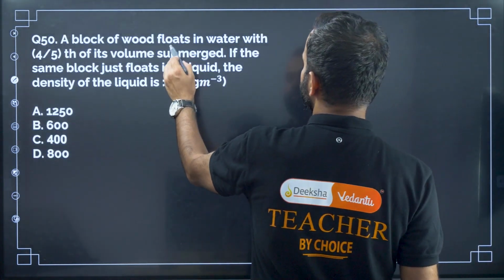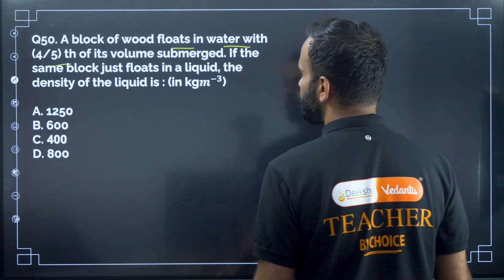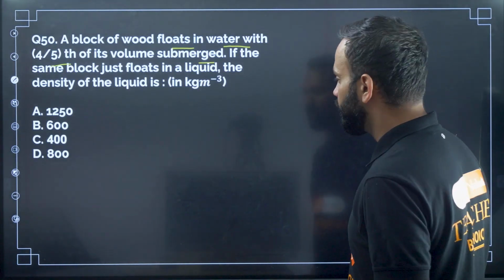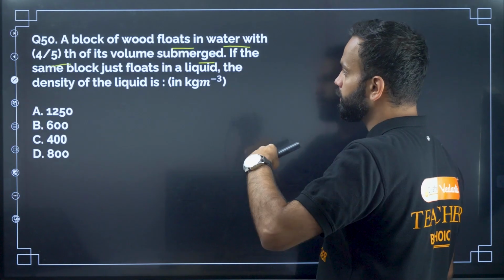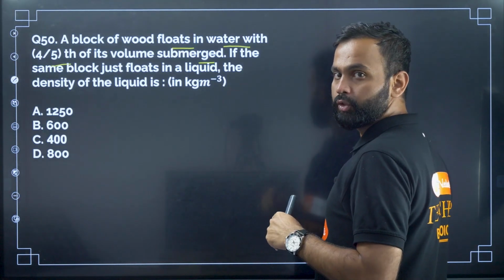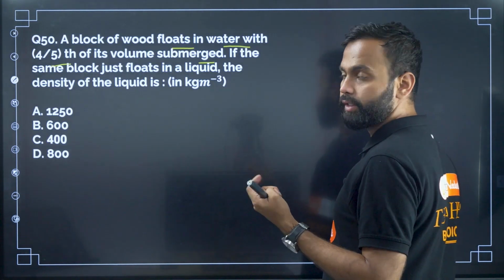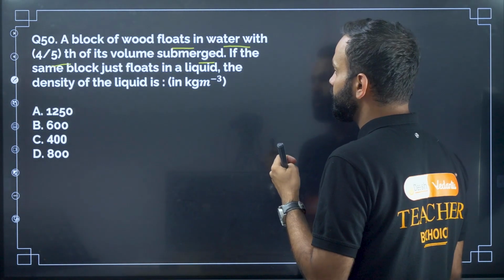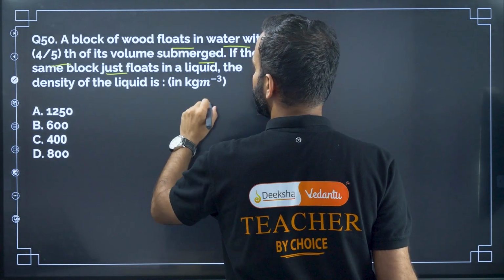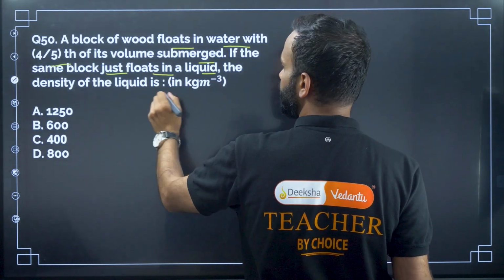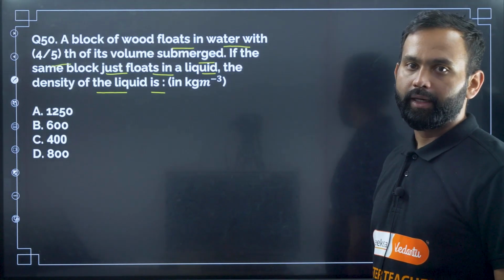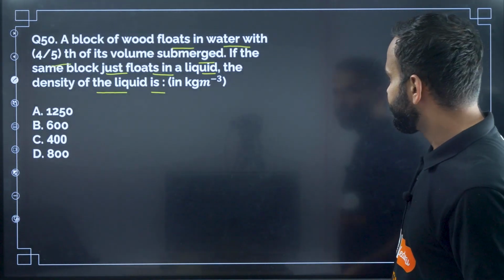Next one, question number 50. A block of wood floats in water with 4/5 of its volume submerged. Okay, so here 4/5 of the volume of the block of wood is submerged, right? So what is the volume of the water displaced, right? Isn't it? Okay, let's read the question, then we can see. If the same block just floats in a liquid, the density of the liquid is. Okay, so here we need to apply Archimedes principle, right? Yeah.